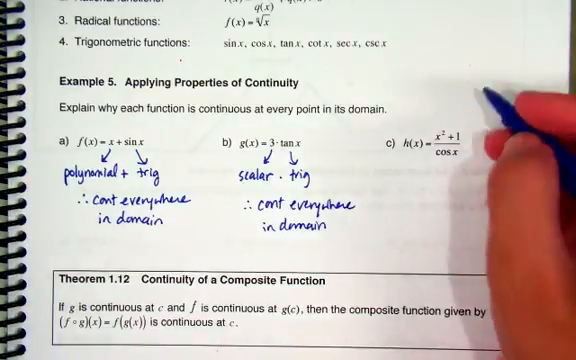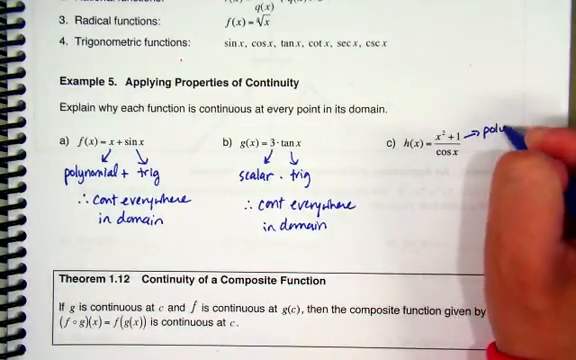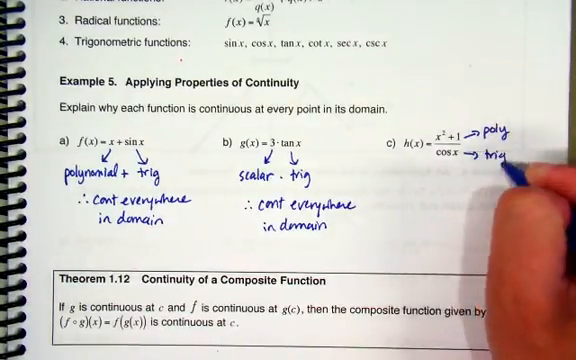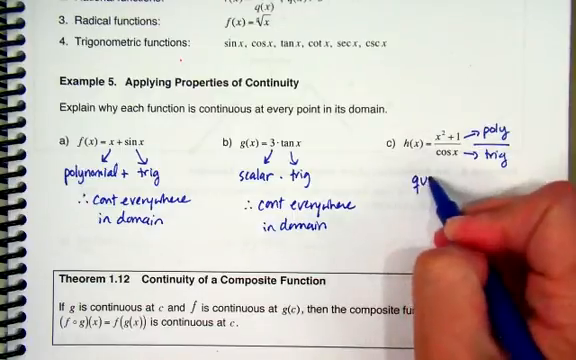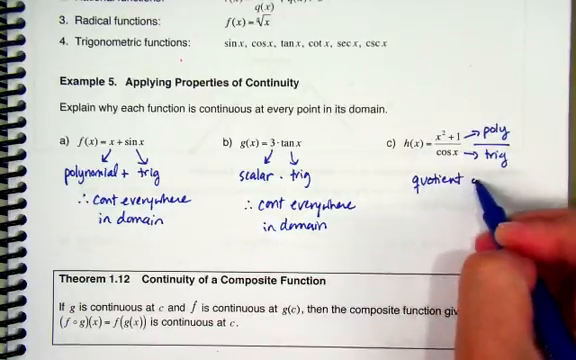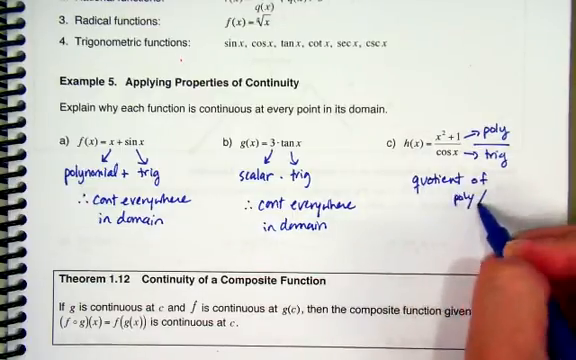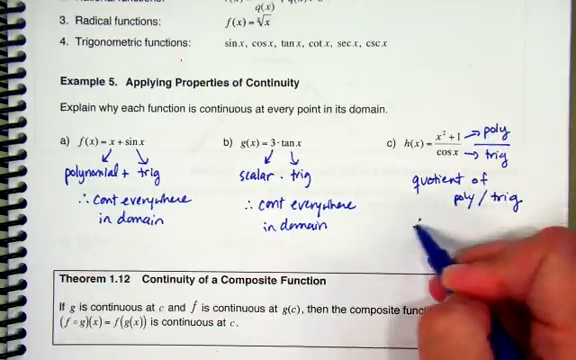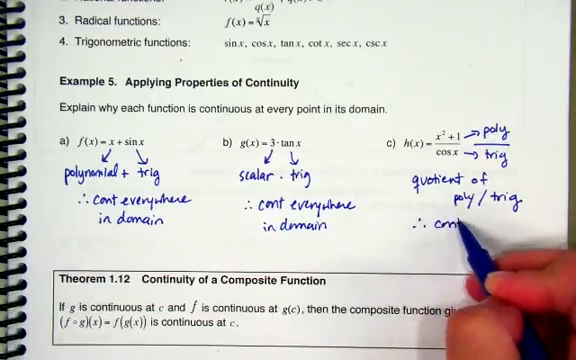Then here, what do I have? I've got a polynomial on top. I've got a trig function on the bottom. I'm taking the quotient. And so you can do the quotient of a polynomial divided by a trig function. Again, therefore, continuous everywhere.